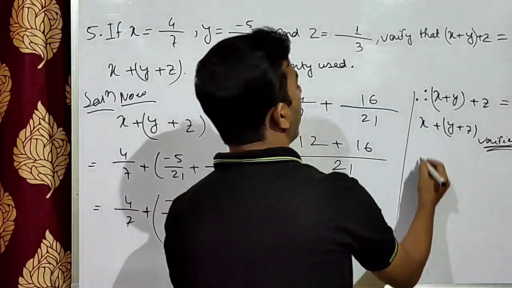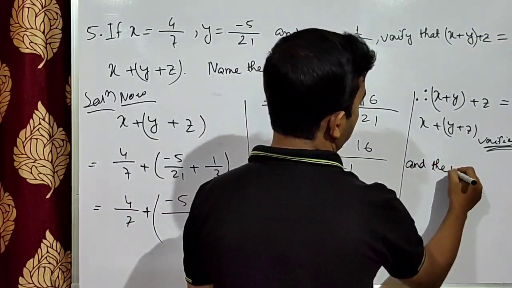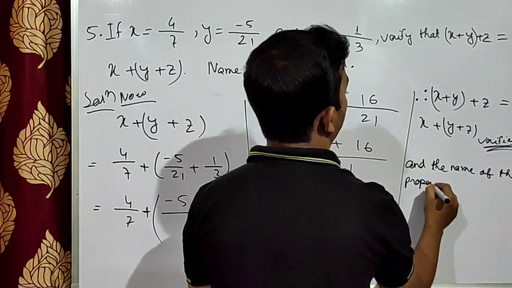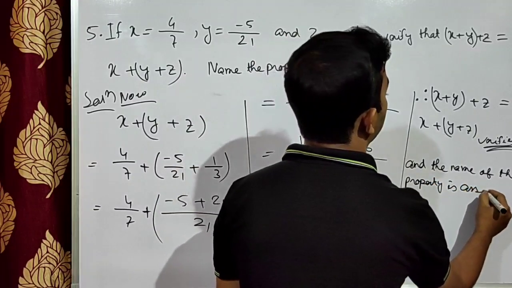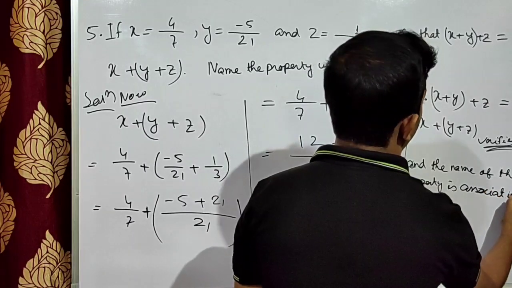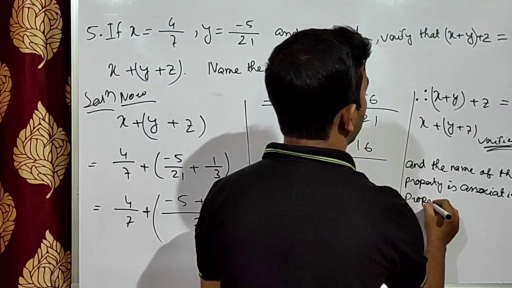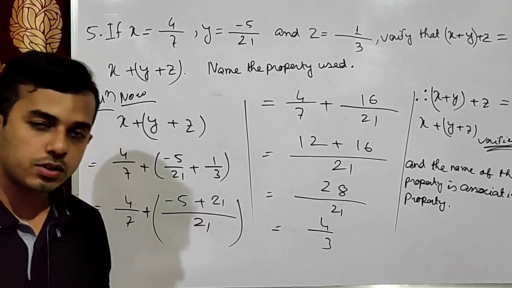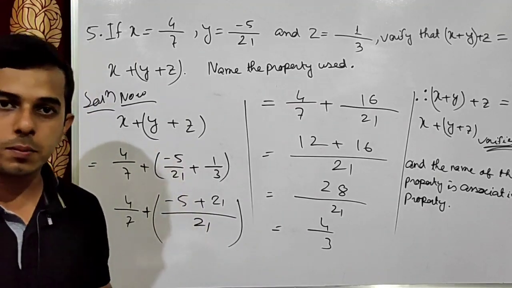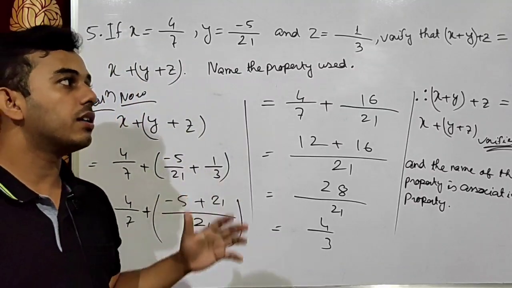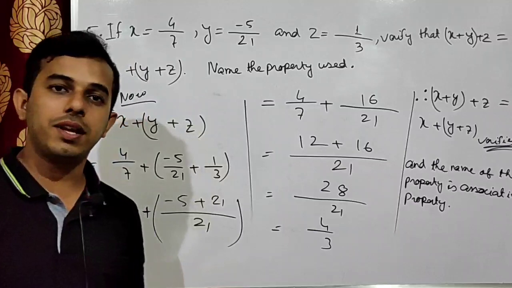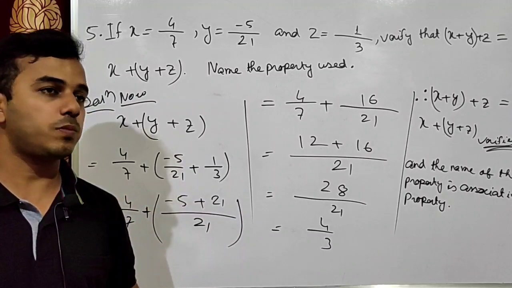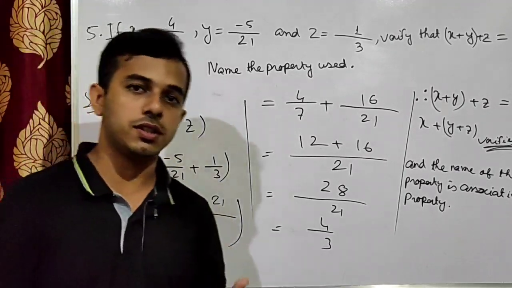Okay. Now we write: the name of the property is associative property. I hope up to this clear. The earlier one was what? Of commutative property. In that case we have taken two numbers and rearranged their digits. Now in the second case we have taken three numbers and in this case also we have rearranged their digits. Now the name of this property is what? Associative property.